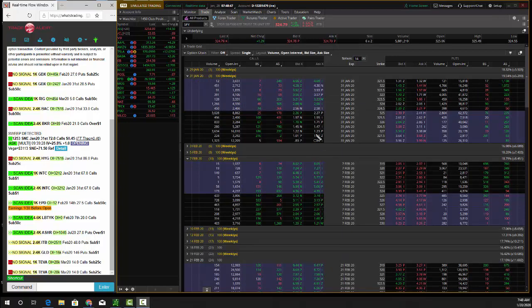And LBTYK I'm not taking due to the fact that I've lost money in it before. I don't like to take stocks where I've lost money before. I do like the volume versus open interest, though. But I've lost money before. I don't want to take it.